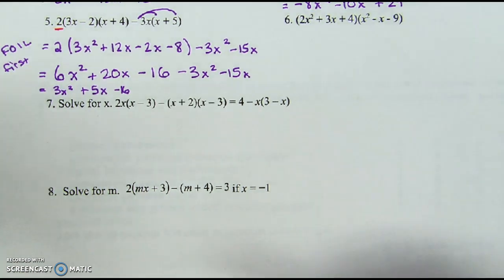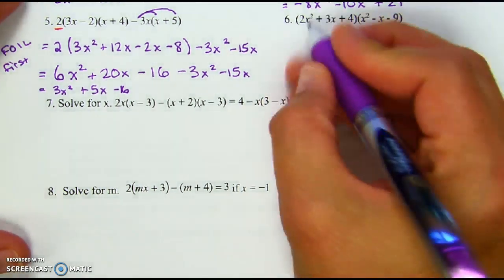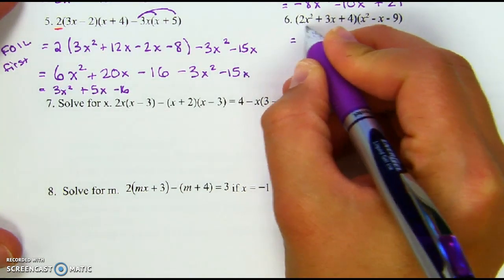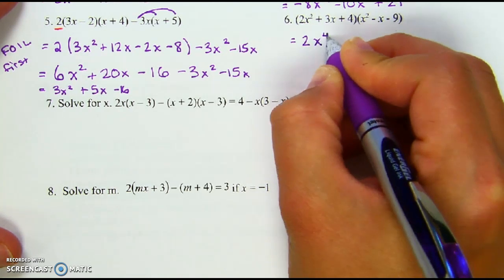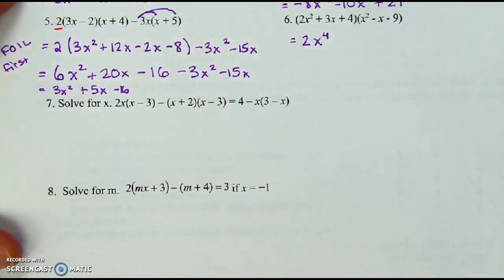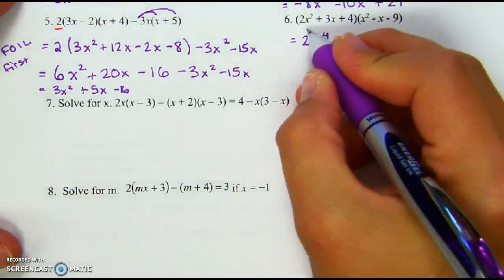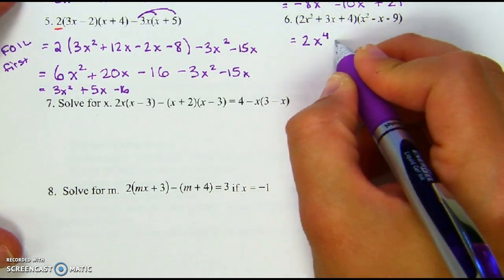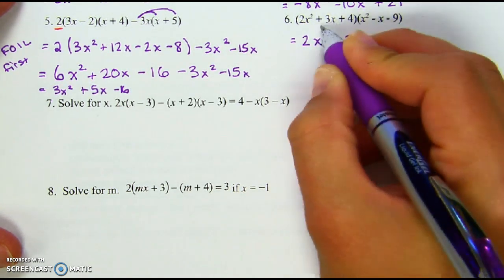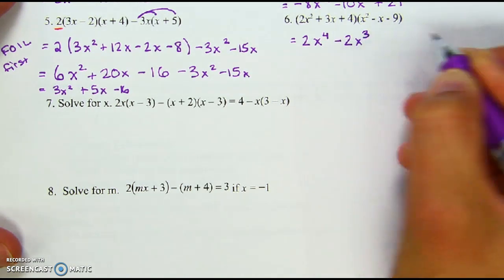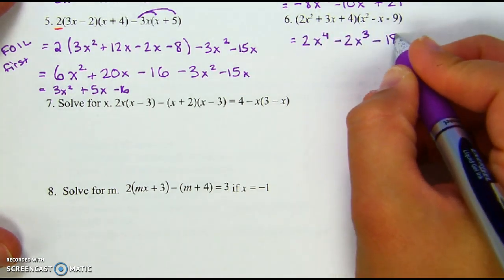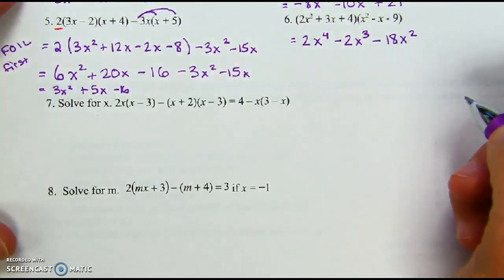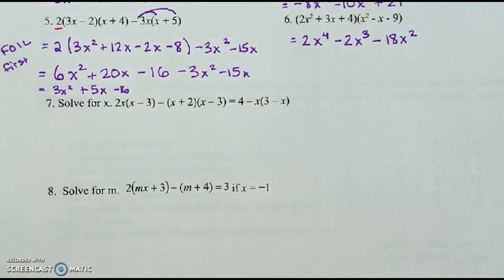I'm going to distribute. So watch. I'm going to say 2x squared times x squared is 2x to the power of 4. 2x squared times -x is -2x to the 3. 2x squared times -9 is minus 18x squared. Yep. Now I'm going to do the next row.